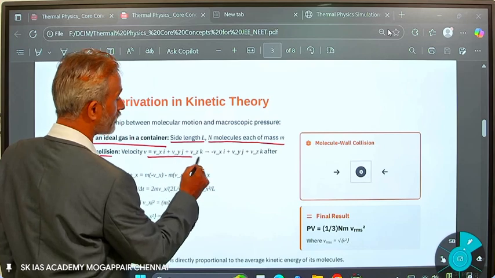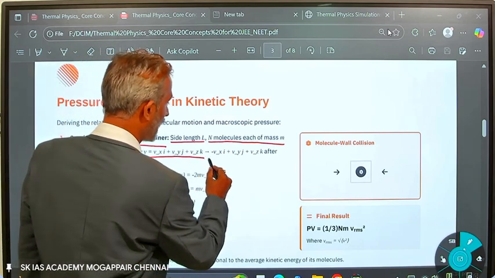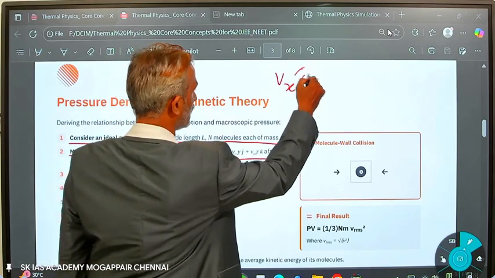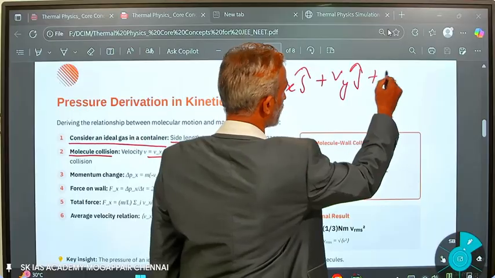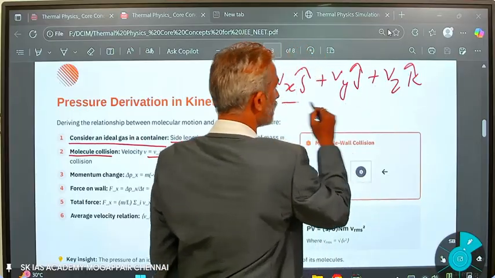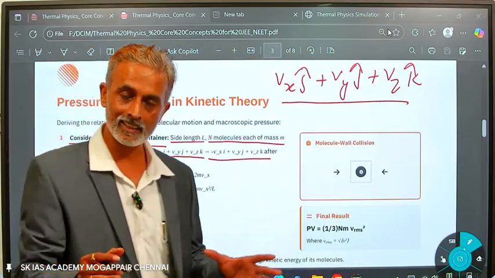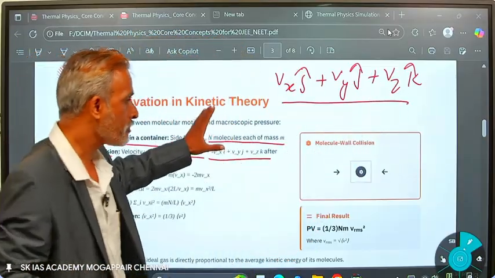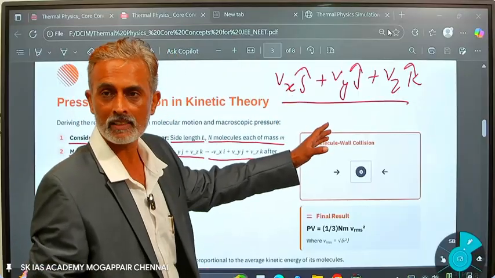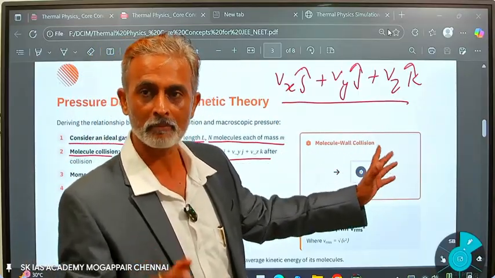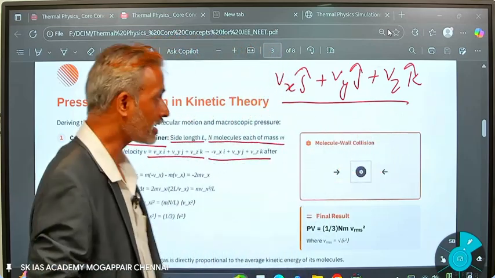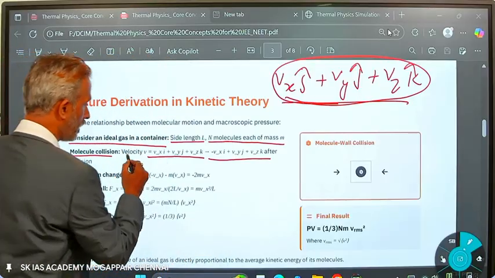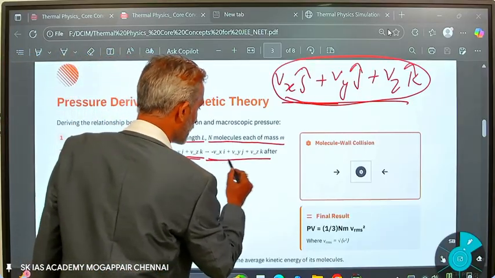Vxi, Vyj, Vzk. Okay. After that we get this. This is Vxi plus Vyj plus Vzk. The molecules in a container move along the x-axis, y-axis and z-axis. Vx means velocity along the x-axis, Vy means velocity along the y-axis, Vz means velocity along the z-axis. This is the velocity along all three directions.